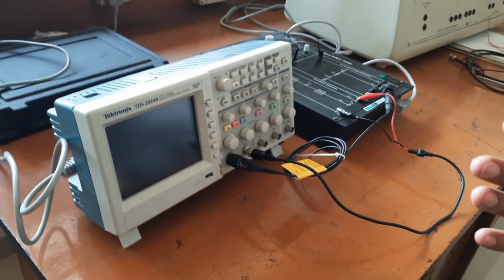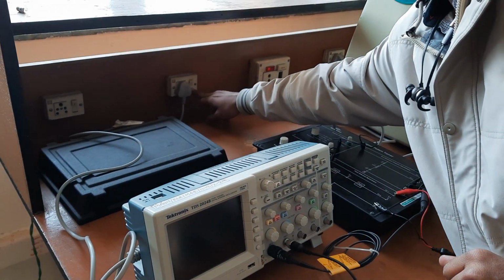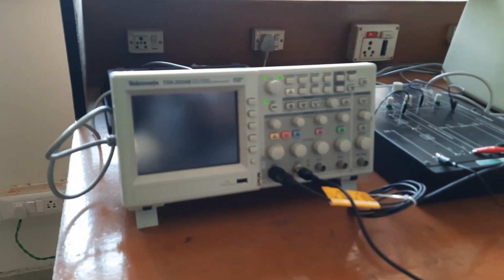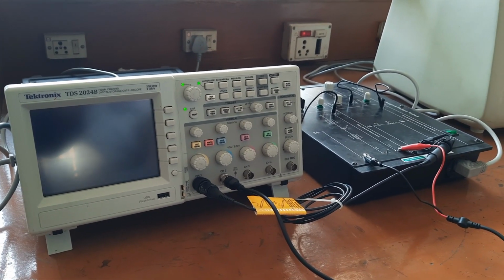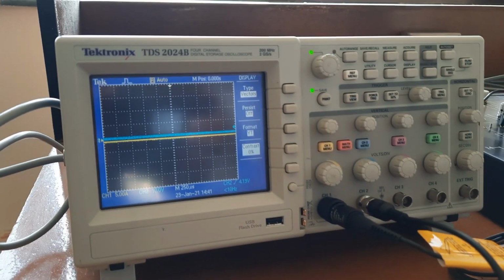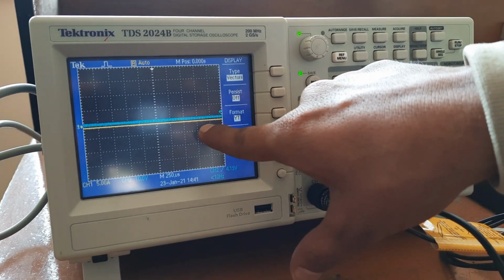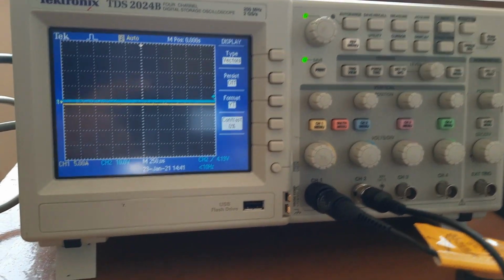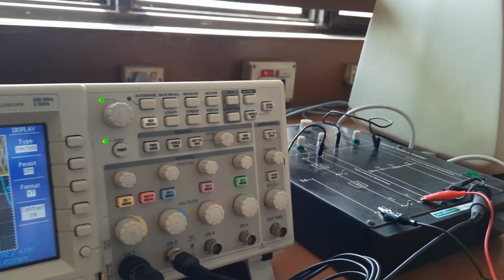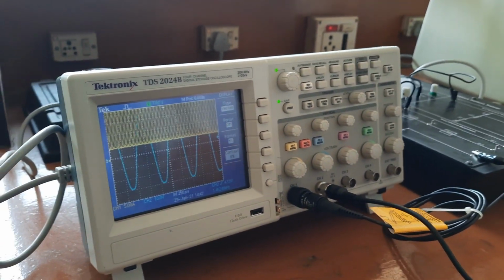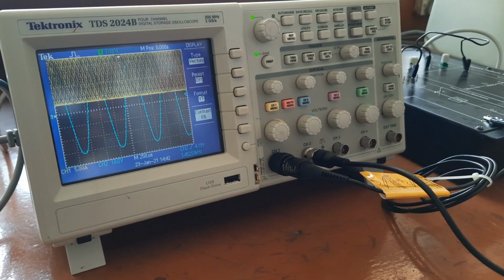Now we will switch on the supply. Let's wait so that our DSO is turned on. Now our DSO is on and we are getting two channels. Channel 1 is the yellow line and channel 2 is the blue line. Now we will switch on our trainer kit, and we are getting sinusoidal patterns on the DSO screen.